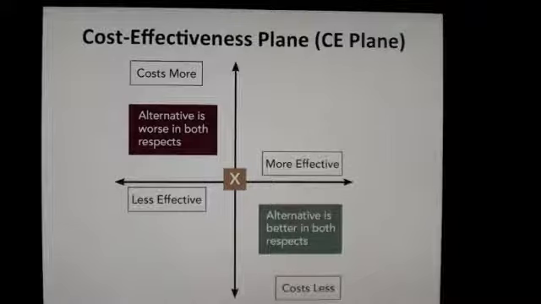When we have the situation of the southeast quadrant, where something is actually more effective and costs less, that's also a very easy decision rule. When we find alternatives compared to standard of care that are more effective and cost less, we should take them up into practice in order to release more resources back into the system and get more efficacy.